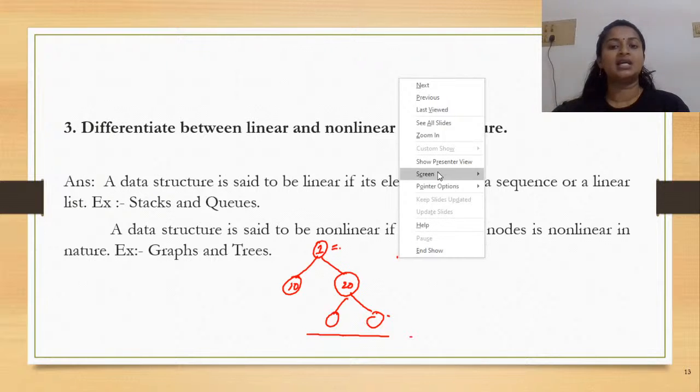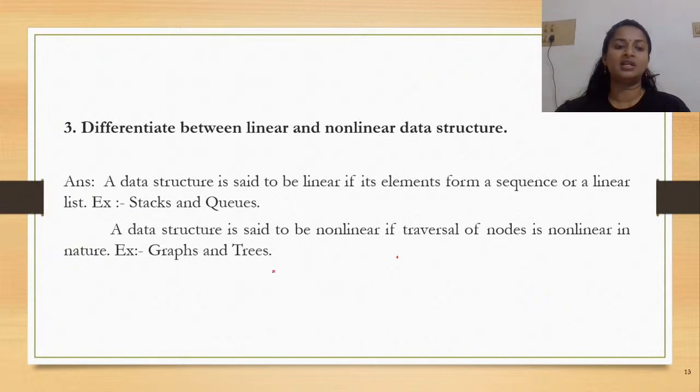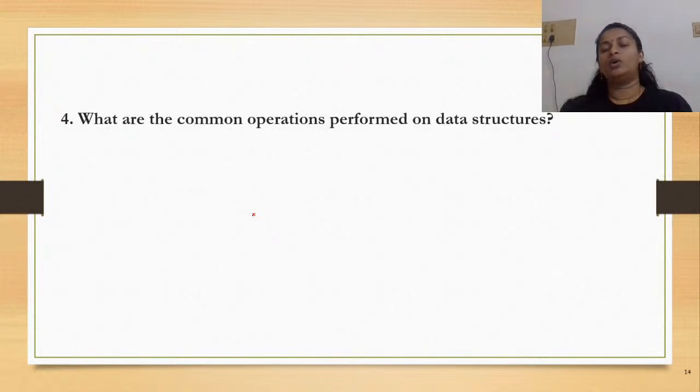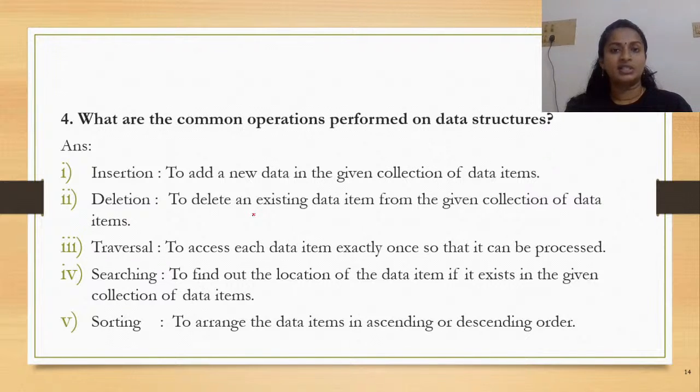Now just understand the difference between linear and non-linear data structure, as well as the examples that come under the linear data structure. Which are they? Definitely the data structures that we have to learn as per the syllabus, that is stack as well as queues. Now, what are the common operations that can be performed on data structures? This is the next thing that we're going to learn. So these are the common operations that we usually encounter in data structures.